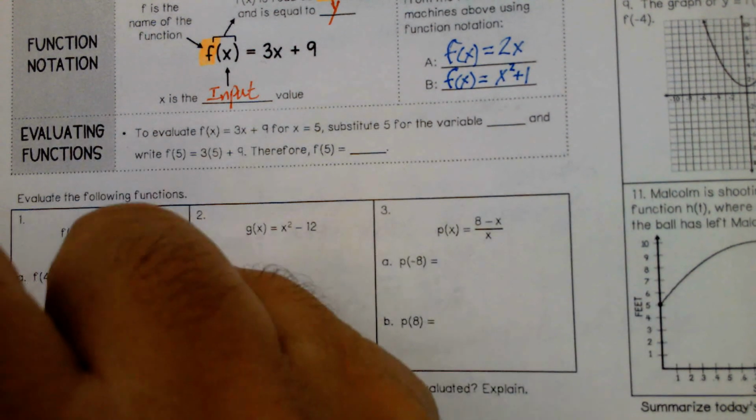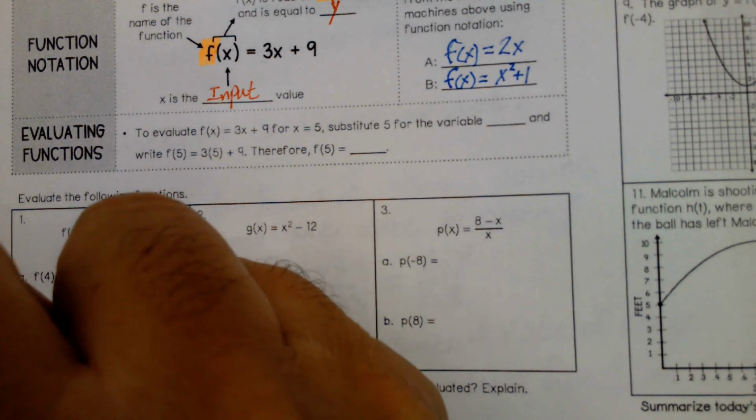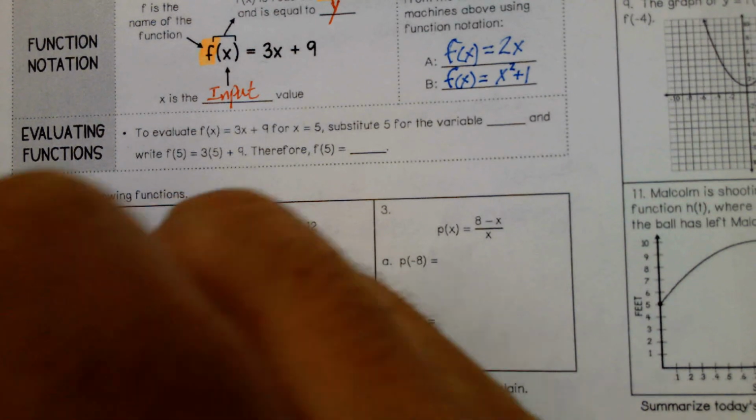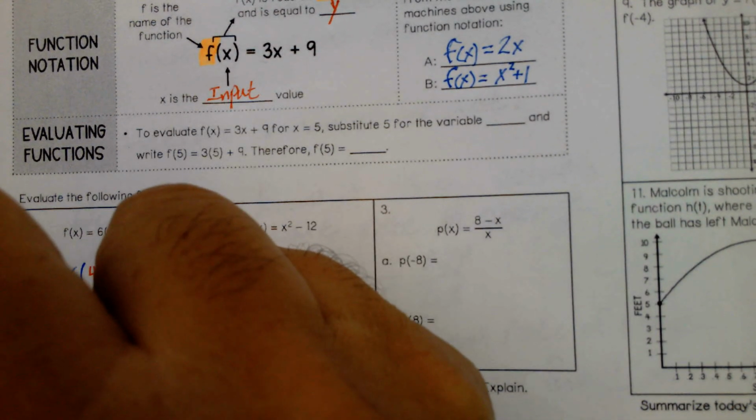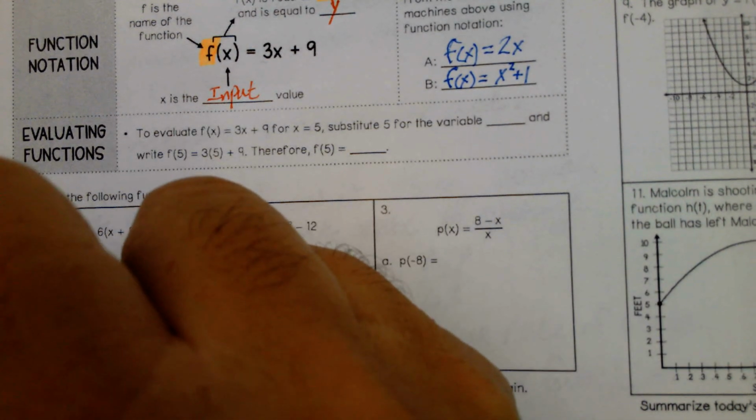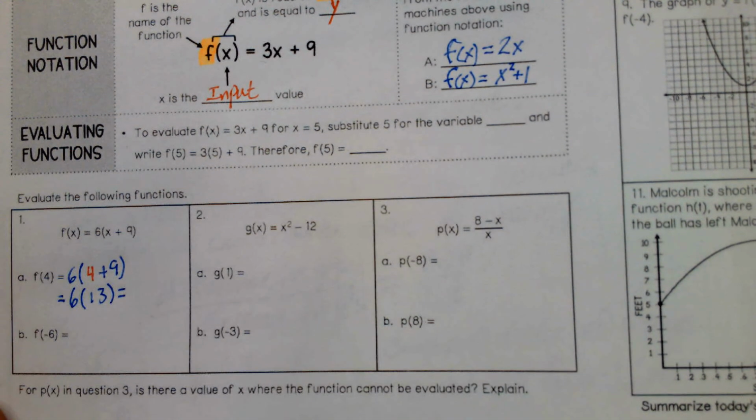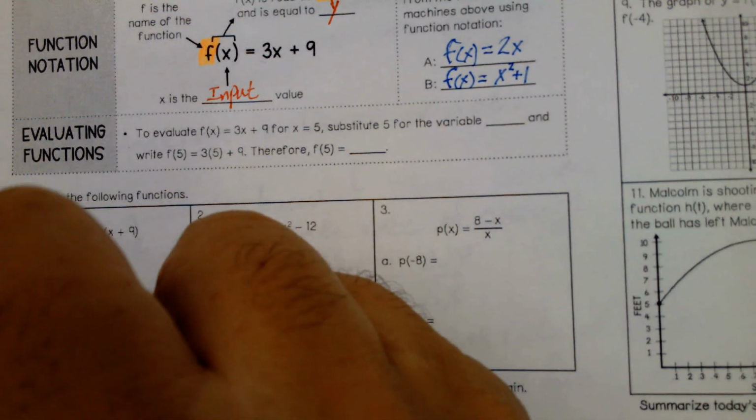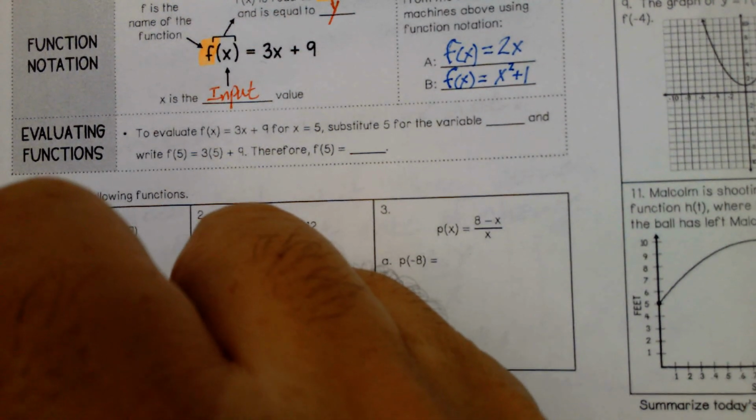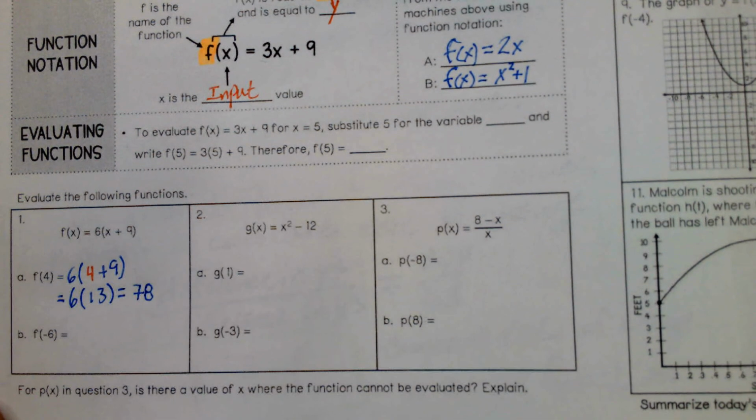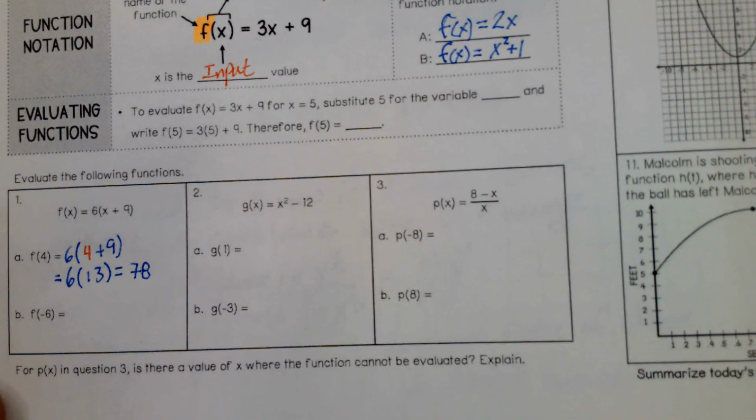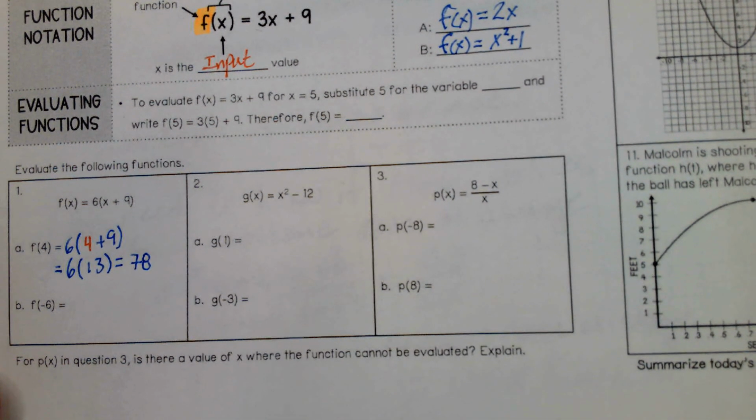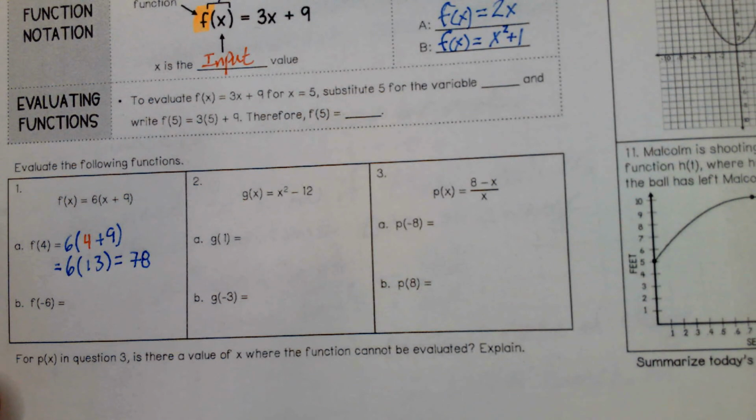And then let's see what that gives us. So it's going to be 6 plus 13. And now all we have to do is say, well, that's what? 78. See how easy that is?